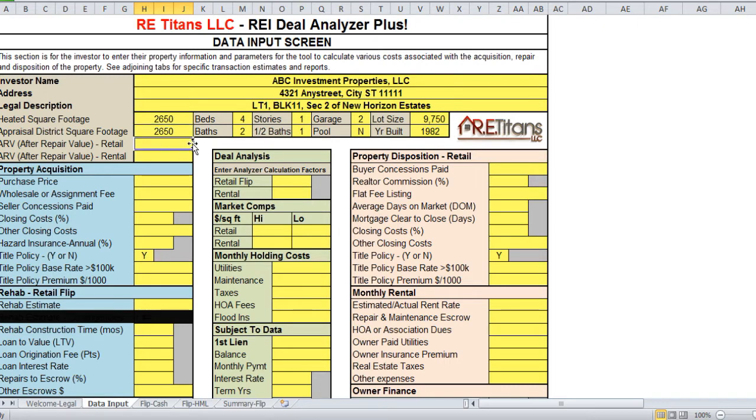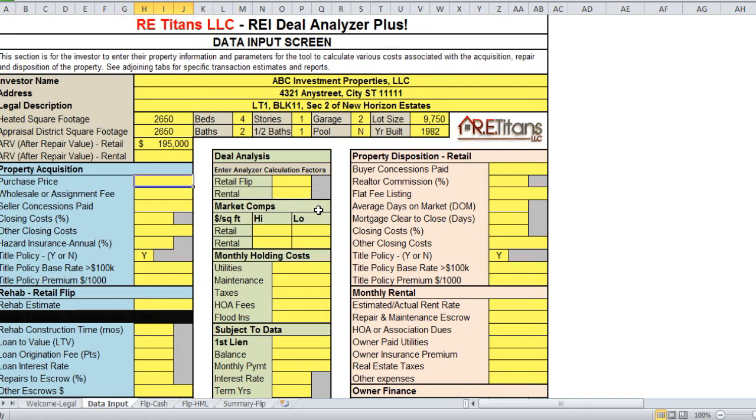Next, we'll enter the after repair value for a retail flip. Since this tutorial is not going to cover after repair value for a rental property, we will leave that field blank. Our next step is to enter the purchase information for acquiring the property.